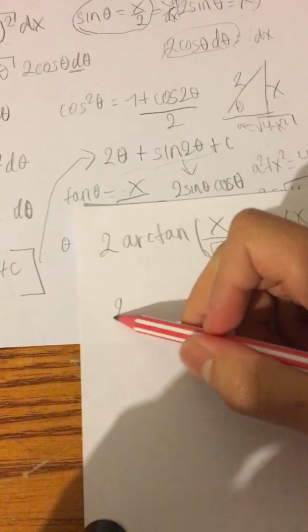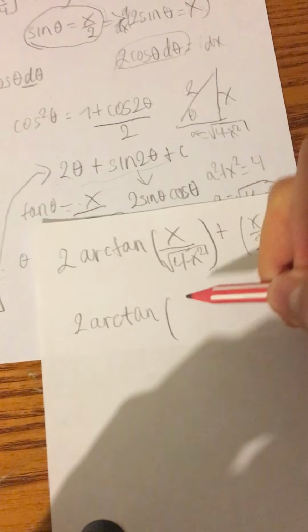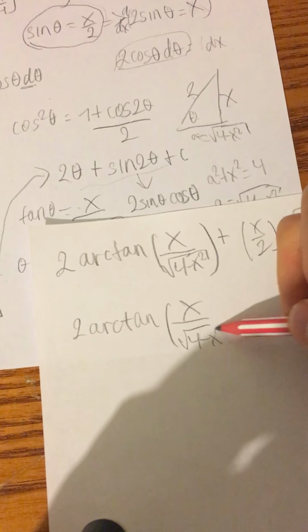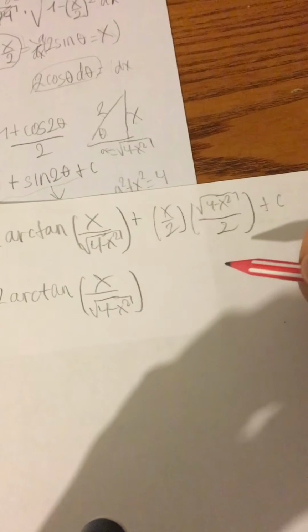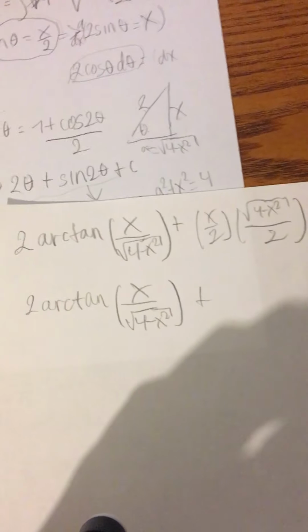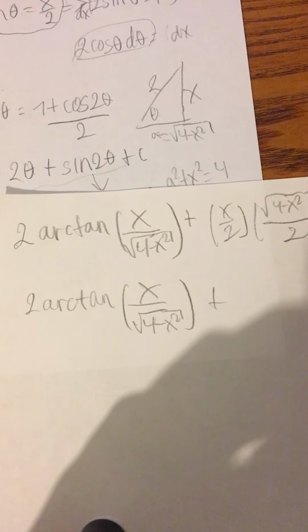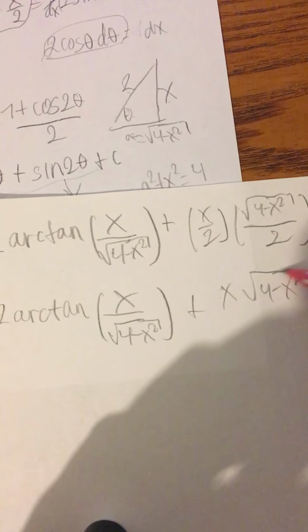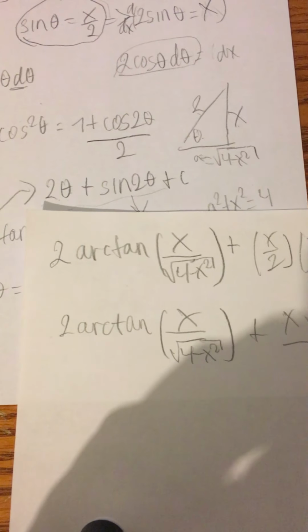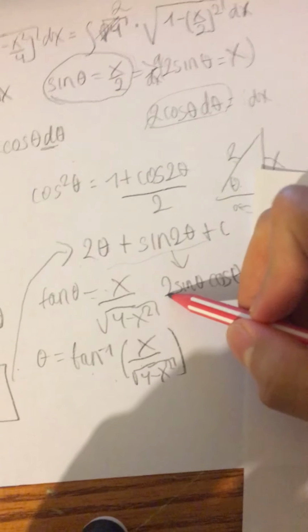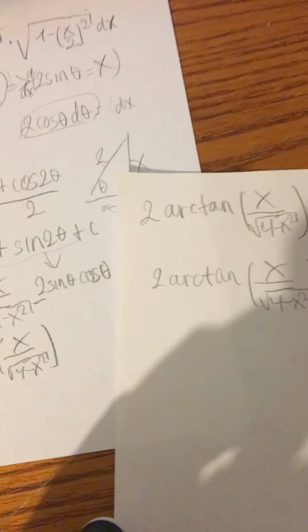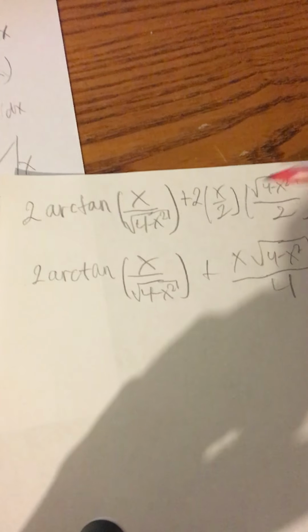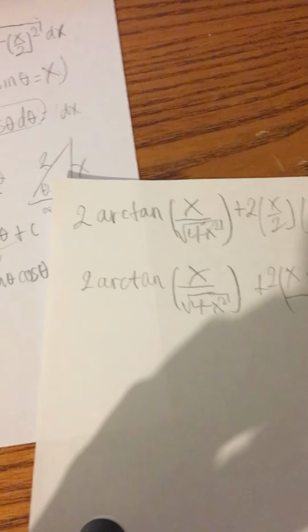And so my answer is going to be plus... let's see. Oh, that's 4. Sorry. Root of 4 minus x squared over 2. And so yeah, that's my answer. Oh wait, sorry, I forgot about this 2. So I actually have a 2 over here, 2 times sine theta times cosine theta. So then this is actually 2 over here.